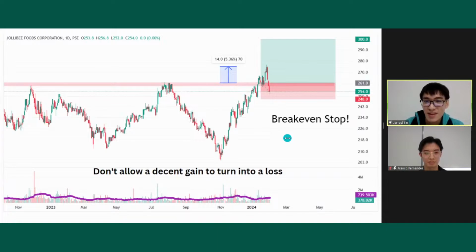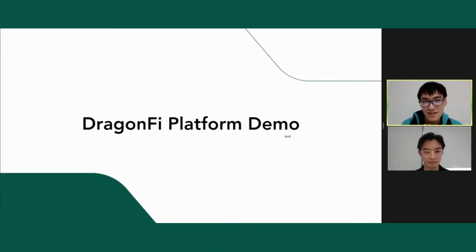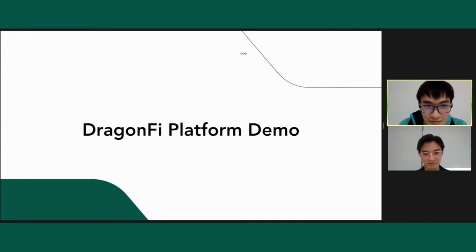So ayun. So now, yeah, it was a bit fast, but now I'll show you the DragonFi platform demo so that you can visualize it even better than just the slides, right? Because more on conceptual yung pinakita ko sa inyo. So now let's try to apply it using the DragonFi platform. So give me a second. Let me switch to the DragonFi platform. After all, theory only takes you so far, right, Jarrod? Yes. So give me a second. I will just load up.